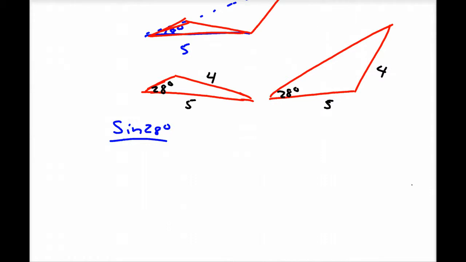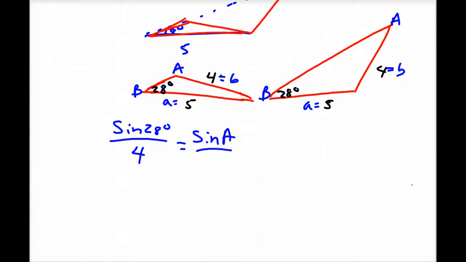And then 5 is A, so I'm going to find A. This was B, right? This is B. This is A. And this is A. Alright, so I go sine of 28 over 4, this over this, this over this. It's the same setup. Equals sine of A over 5. And that's going to get me A over 5.